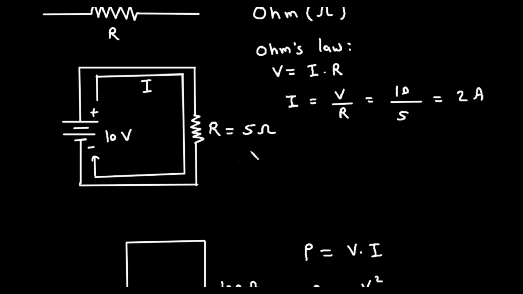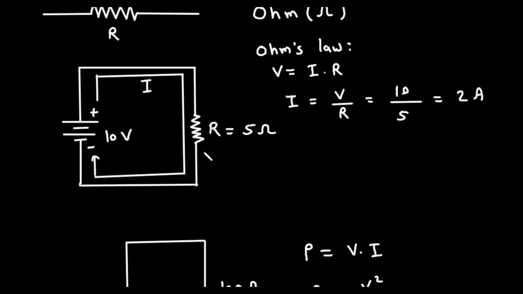Now let's see some real life examples. In a fan's speed controller, resistors reduce voltage to control speed. If we increase the value of resistance, then the speed of the fan will decrease. Similarly, in LED circuits, a resistor ensures the LED doesn't burn out. So to protect the LED or to limit the current through the LED, we use a resistor. Then in TV remotes, resistors help control signals. So resistors are also used in TV remotes.